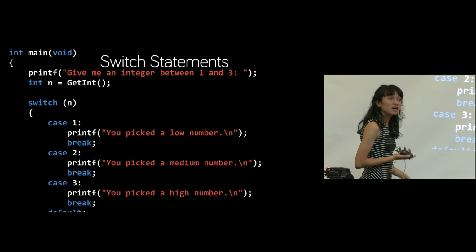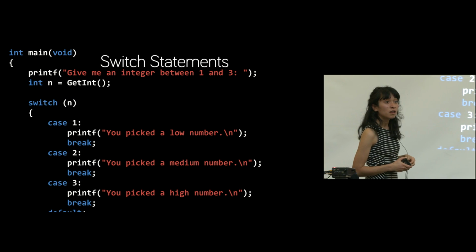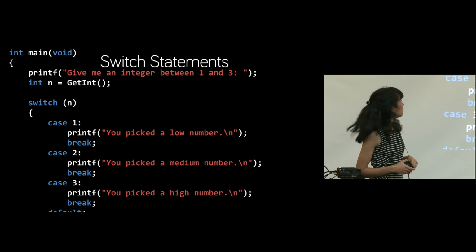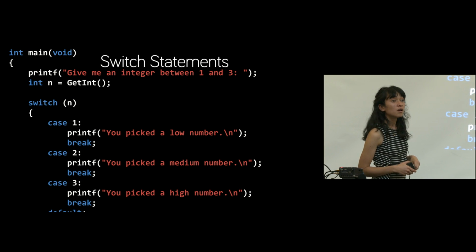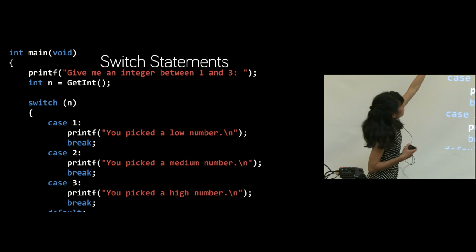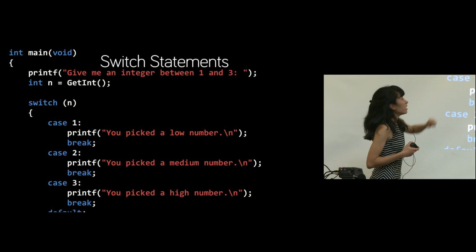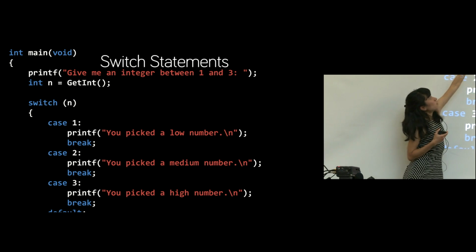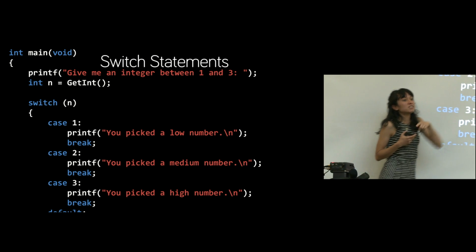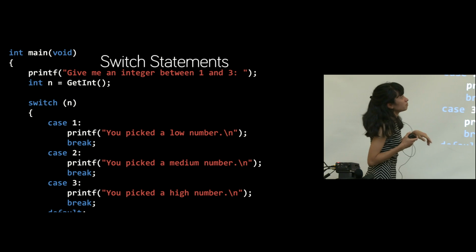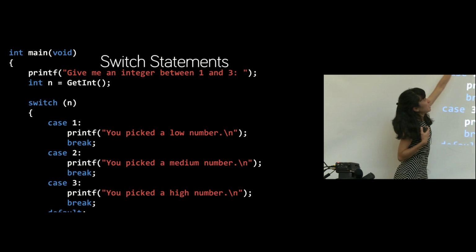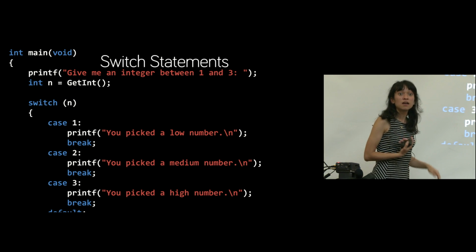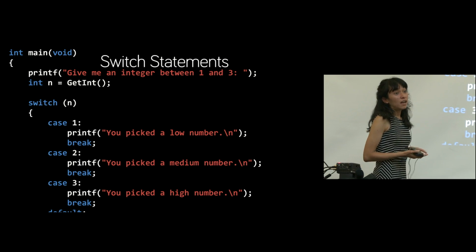For this code, this is case 1. Is that because the first case? No. So this is give me an integer between 1 and 3. If n is 1, I print this. Now, if I had asked for letters, I could have said give me a letter between A and C. Then this would be case A. The case is just the value that is given.